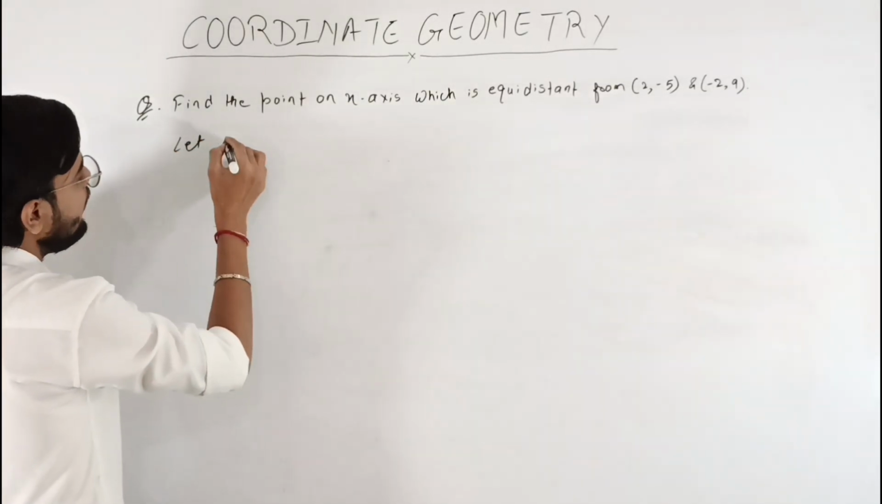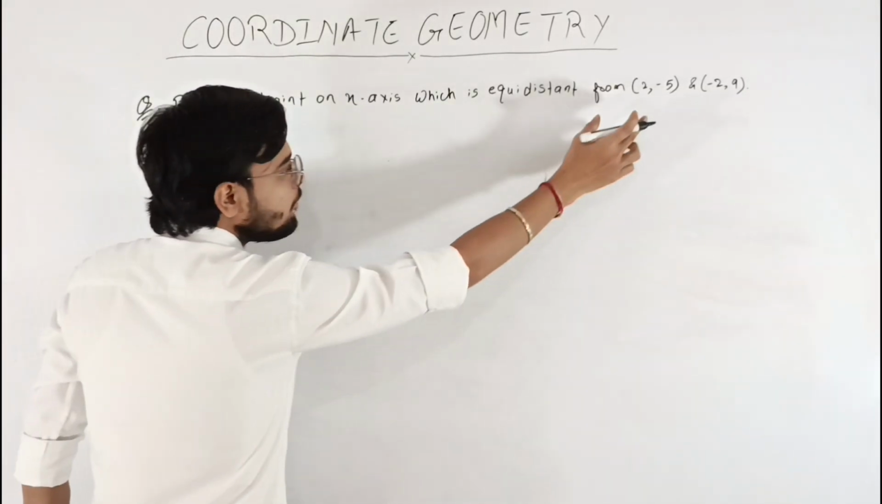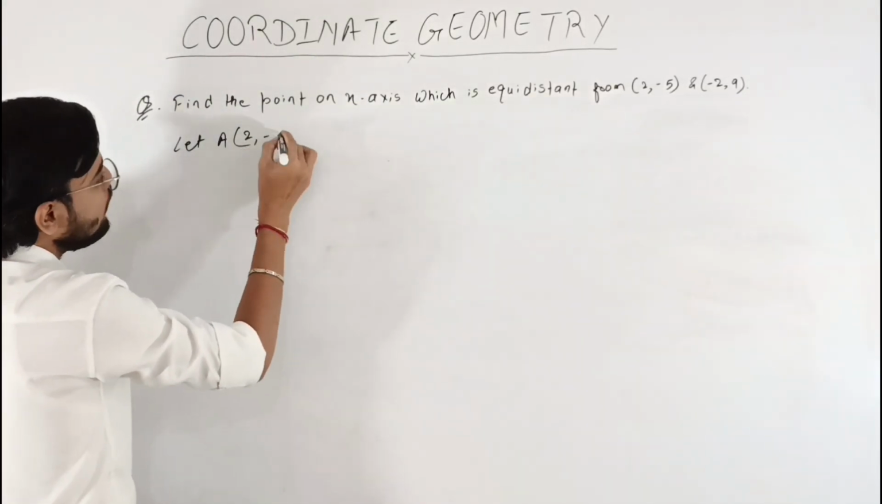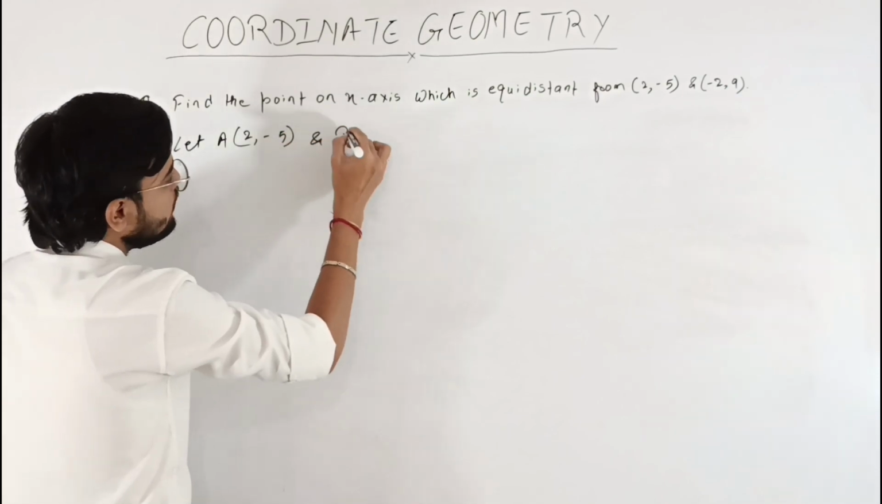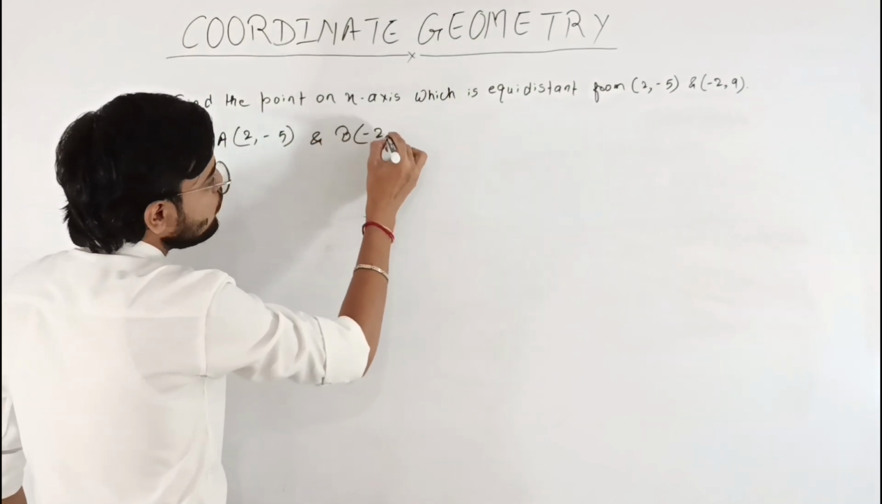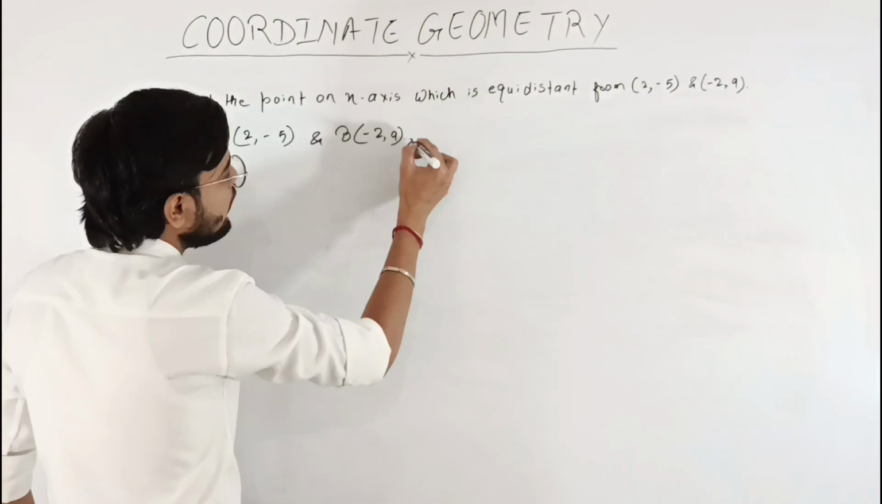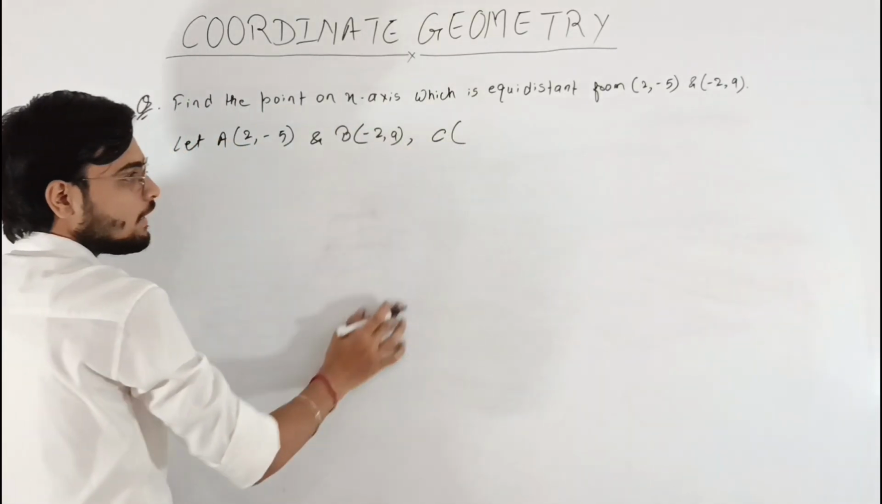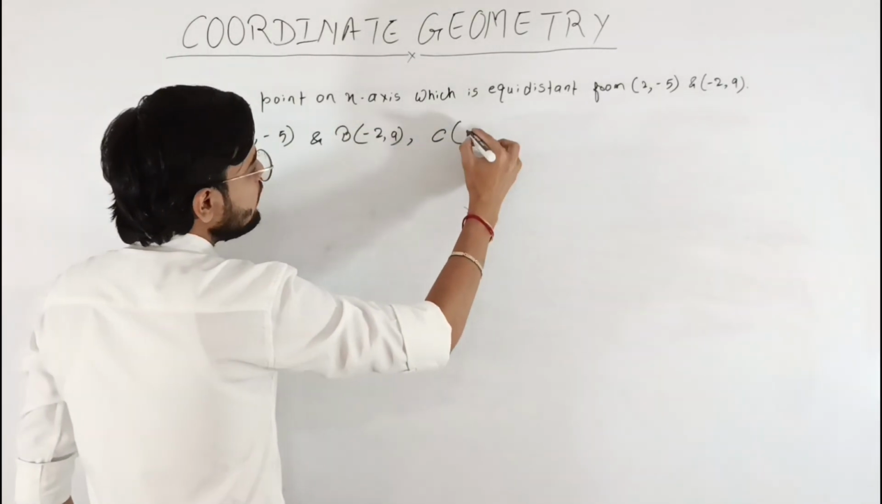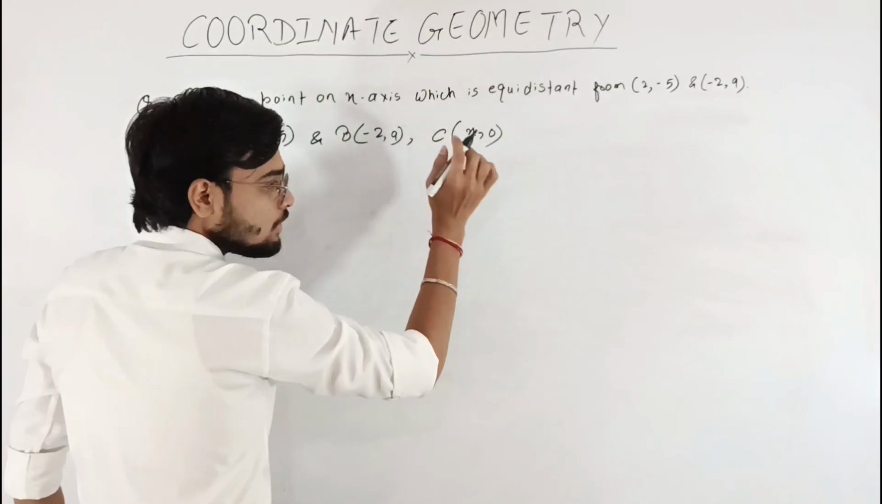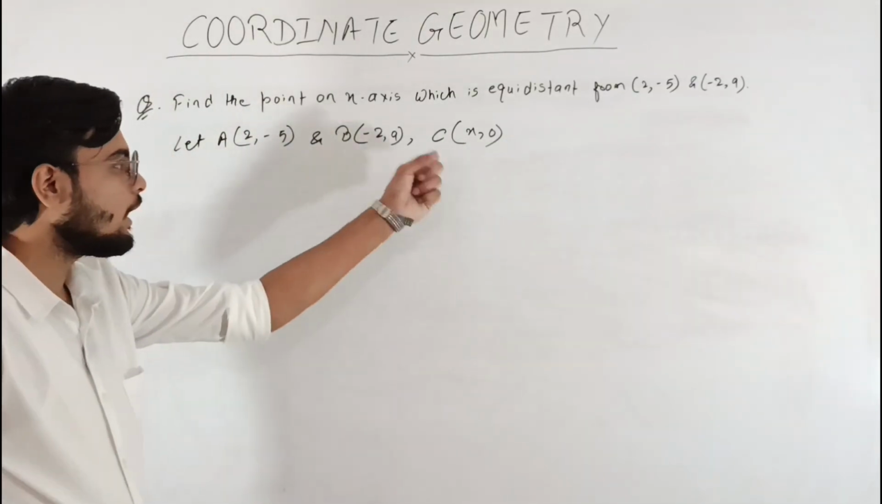So first let's name all the points. Let this point be A, which is (2, minus 5), and the second point B, which is (minus 2, minus 9), and the third point, which lies on the x-axis, we name it C. The coordinates are (x, 0). 0 is the y coordinate, that's why it lies on the x-axis.